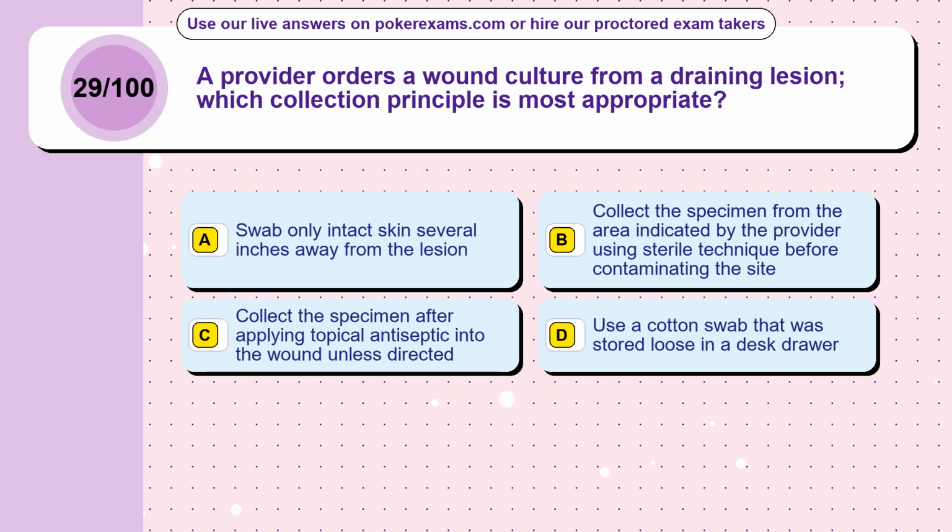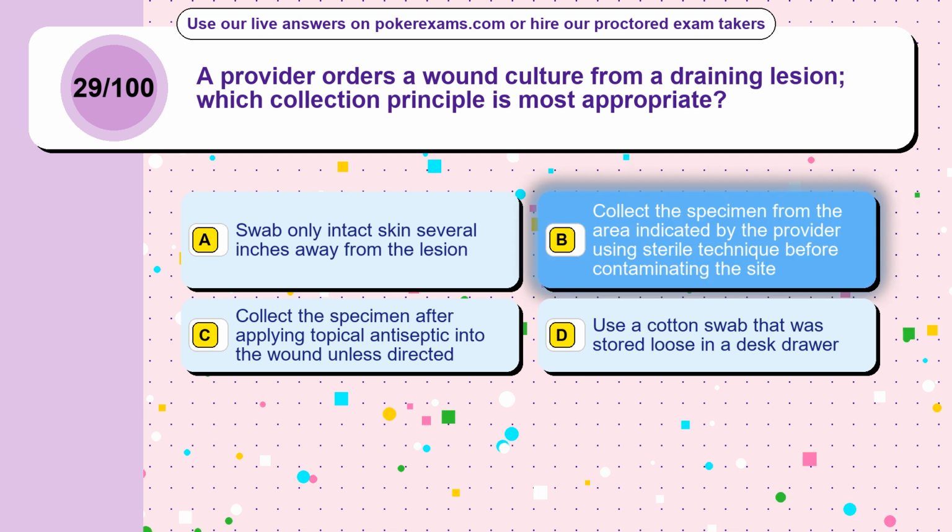Question 29. A provider orders a wound culture from a draining lesion. Which collection principle is most appropriate? Option A. Swab only intact skin several inches away from the lesion. Option B. Collect the specimen from the area indicated by the provider using sterile technique before contaminating the site. Option C. Collect the specimen after applying topical antiseptic into the wound unless directed. Option D. Use a cotton swab that was stored loose in a desk drawer.